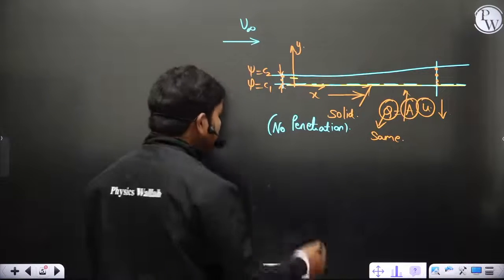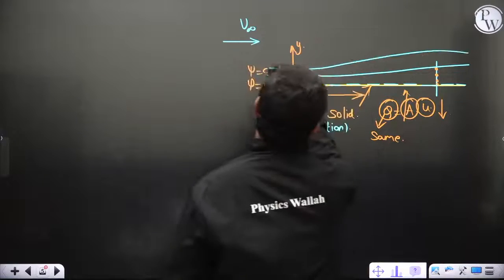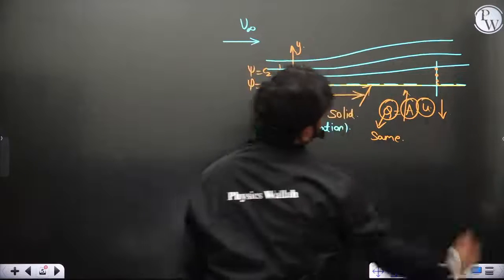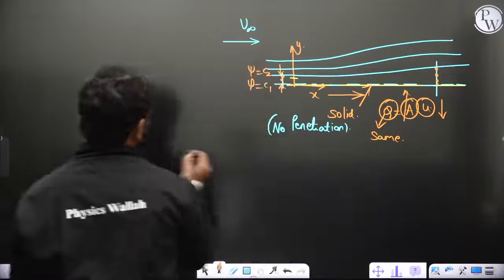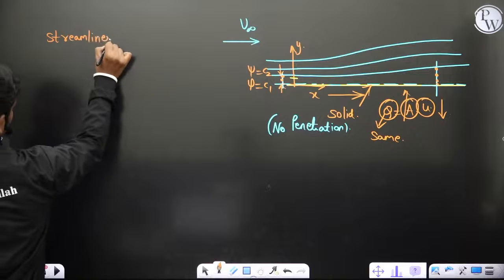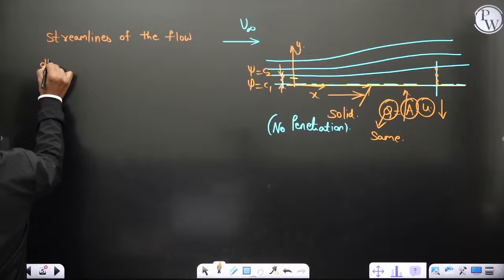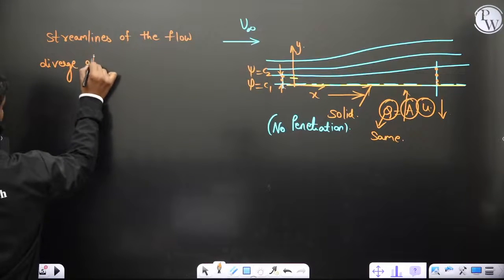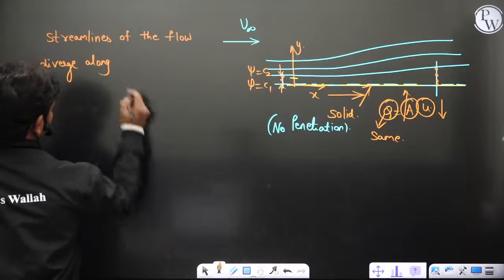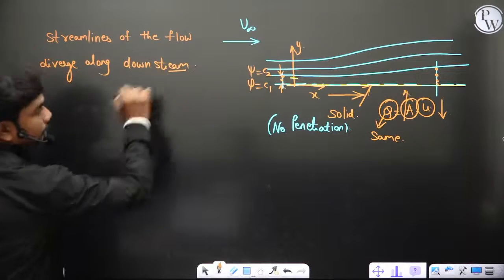Okay. Now let's see. Similarly, if you take any streamline, they'll also diverge like this. So streamlines actually diverge in the downstream direction. Streamlines of the flow diverge along the flow direction, along downstream. So they keep diverging like this.